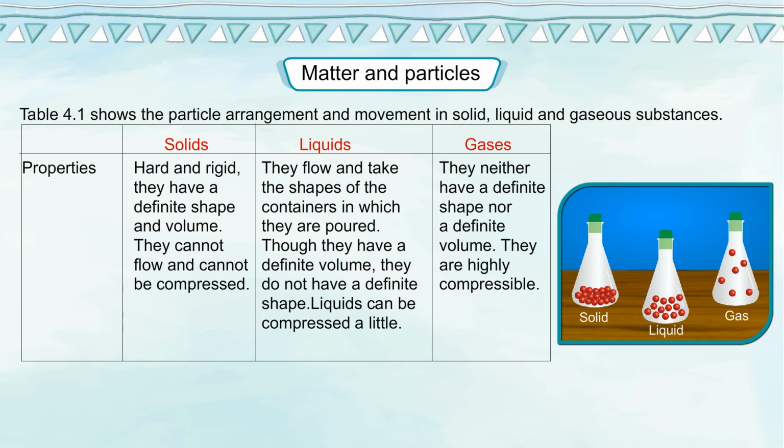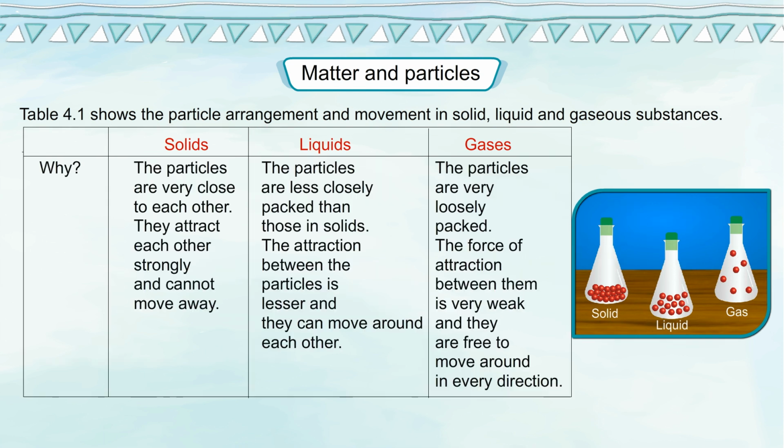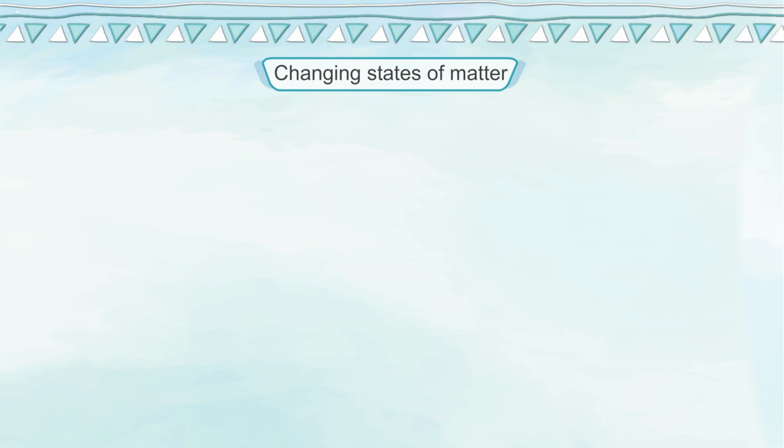They are highly compressible. Why? The particles are very close to each other. They attract each other strongly and cannot move away. The particles are less closely packed than those in solids. The attraction between the particles is lesser and they can move around each other. The particles are very loosely packed. The force of attraction between them is very weak and they are free to move around in every direction.